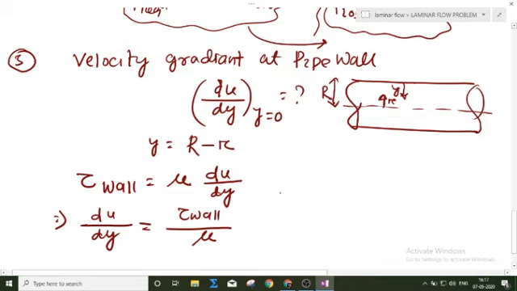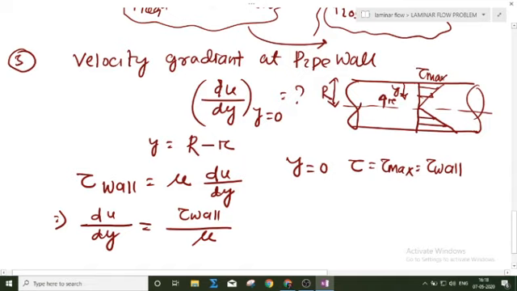Because at y equal to 0, the shear stress will become maximum shear stress, and that is nothing but is called as wall shear stress. Because shear stress distribution is how? The shear stress distribution will be like this. So this is the shear stress distribution. This is called maximum shear stress, or this is called wall shear stress.